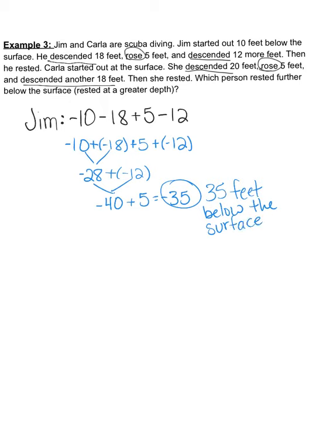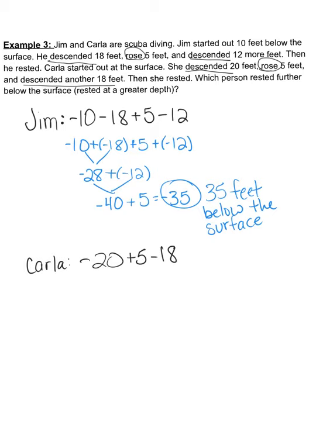And now let's do the same thing with Carla. So Carla, she started out at the surface, so that's just at 0. And then she descended 20 feet. So she went down 20 feet, negative 20. She rose 5 feet, so plus 5. And then she descended another 18 feet. So minus 18.